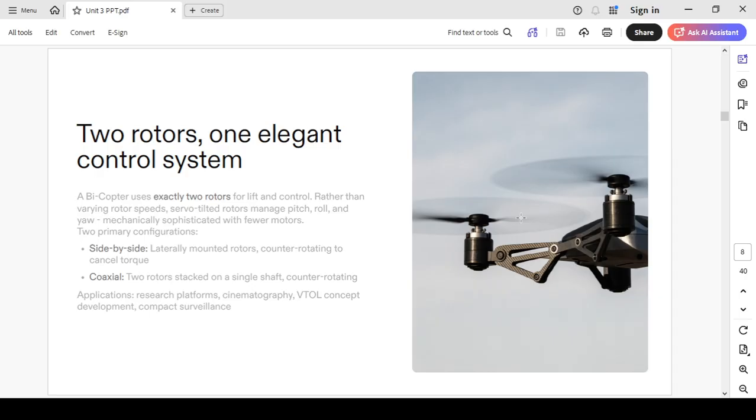The applications of this UAV are typically research platforms, cinematography, VTOL concepts, and some compact surveillance where huge drones cannot go. Okay.